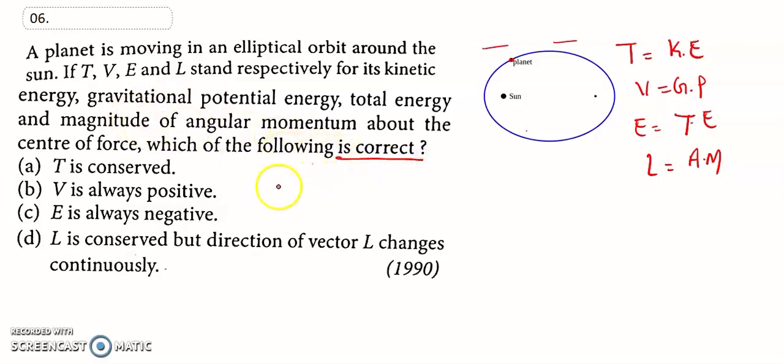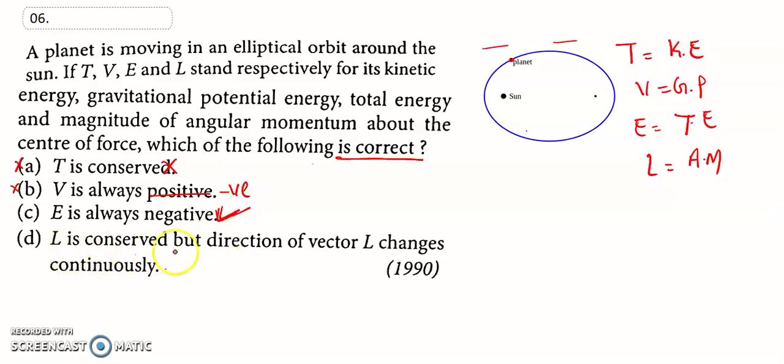Which of the statements is correct? T is conserved. T means kinetic energy is conserved. No, T is not conserved, because kinetic energy changes. Potential is positive? No, potential is negative, so this is a wrong statement. This is also a wrong statement. E is always negative. Yes, the energy is always negative.